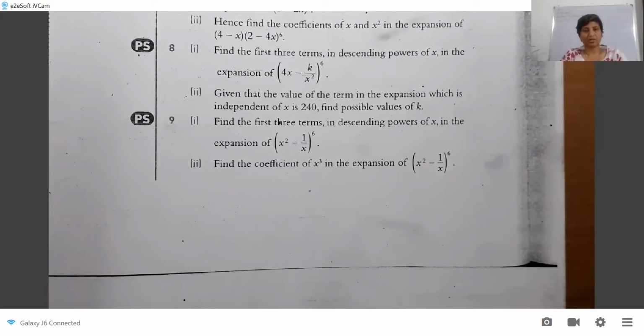So once you are done with part one, once you are done finding the first three terms, you tell me what they are.